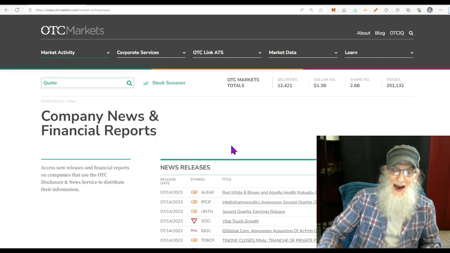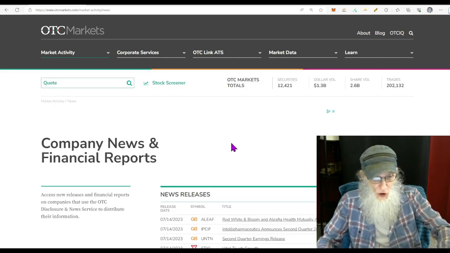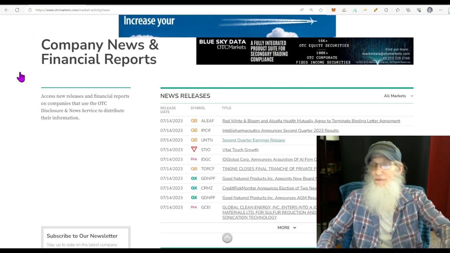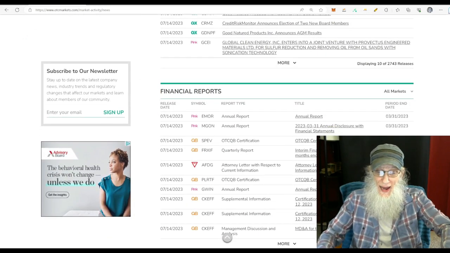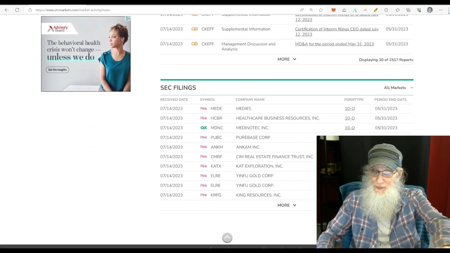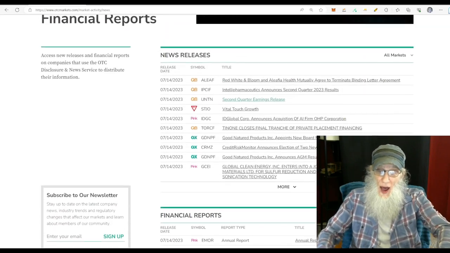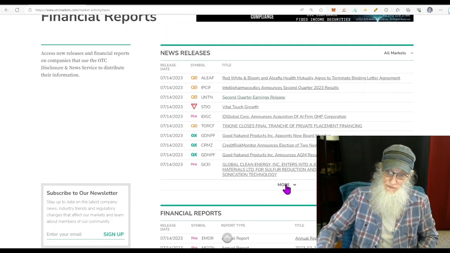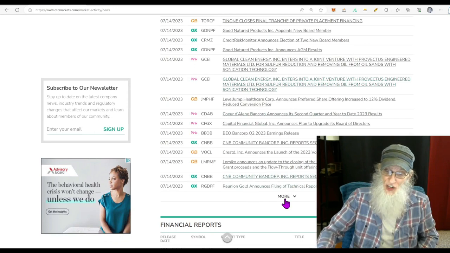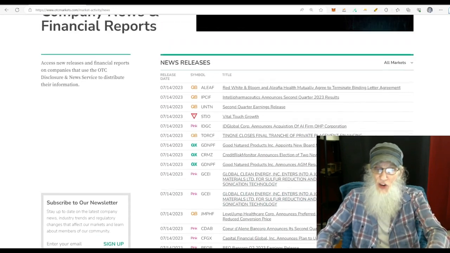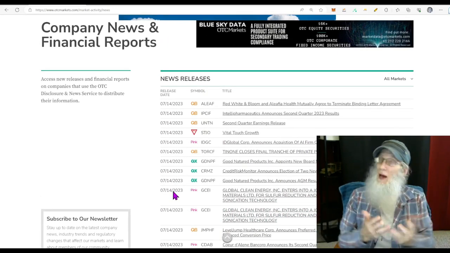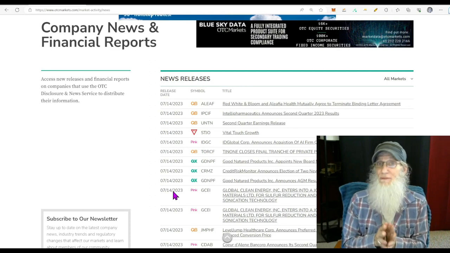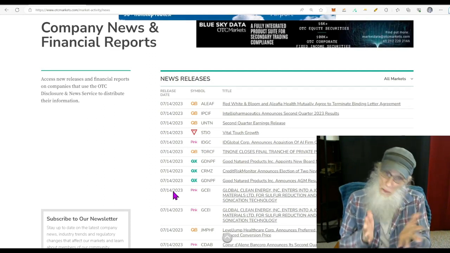Now, this has got a lot of information. We've got three gates on this page: company news, financial reports, and SEC filings. Now, these gates have expanders on them. Just click that more button and it'll just keep going and going. And this comes out in real time. Now, the OTC markets does have a 15-minute delay, so maybe there's a delay.